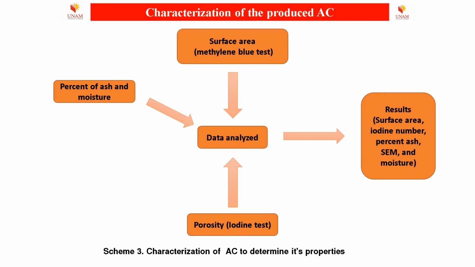Then characterization of the produced AC. Data analyzed here: surface area is studied with methylene blue test. Percent ash and moisture, density is determined. Then porosity with iodine test. Results: surface area studied, BET characterization is done, iodine number is evaluated, percent ash, scanning electron microscope studies are done for the morphology of the prepared AC from acacia seed pods, and moisture content. So this is scheme 3, characterization of AC to determine its properties.